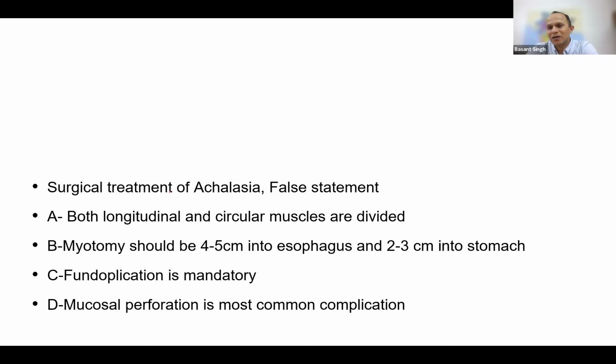So if you want to cut short on the stomach part and increase on the esophagus part, it does not make any sense to me. But I read it, and they must have taken it from a paper. If you read Shackelford's, they clearly mention 4 to 5 and 2 to 3. For all purposes, they will not give you that very easy option.